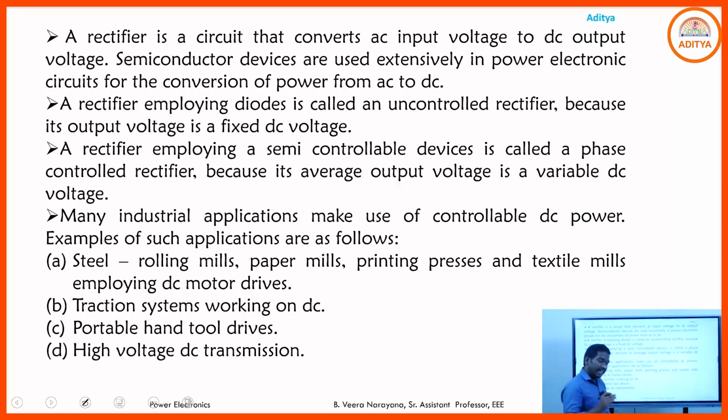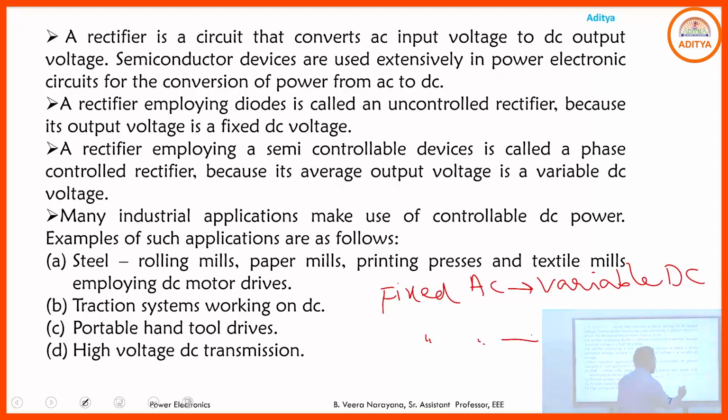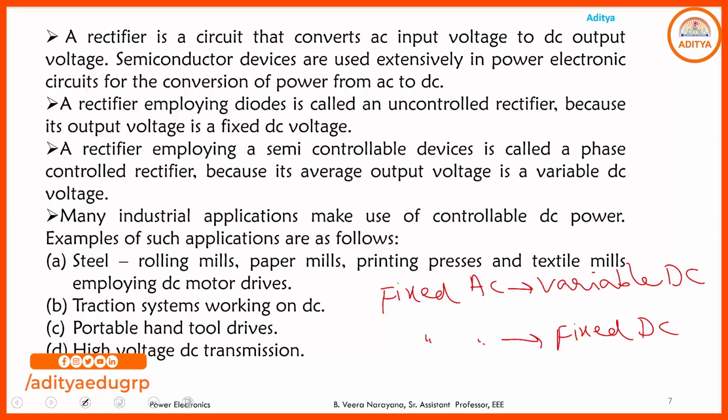A rectifier is a circuit which converts the AC supply into the DC supply. Depending on the output voltage, converters or rectifiers are classified into two types: controlled rectifiers and uncontrolled rectifiers. In controlled rectifiers, as the name itself says, we are able to control the output voltage. If you convert fixed AC to variable DC, that is called a controlled converter or controlled rectifier. And if you convert fixed AC into fixed DC, that is called an uncontrolled rectifier. That means the output voltage is constant. So these are the two different types of converters.